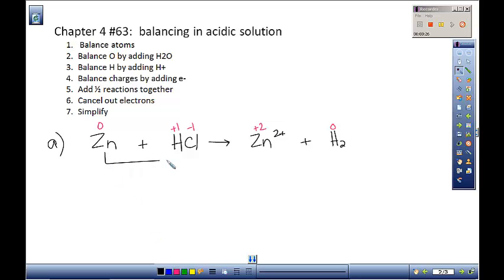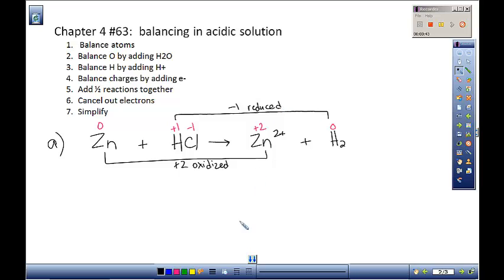Zinc goes from a 0 to a +2, so it's gone up 2, it's been oxidized. And here hydrogen goes from a +1 to a 0. It's gone down 1 and it's been reduced.